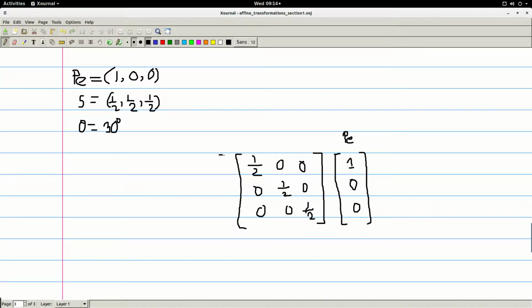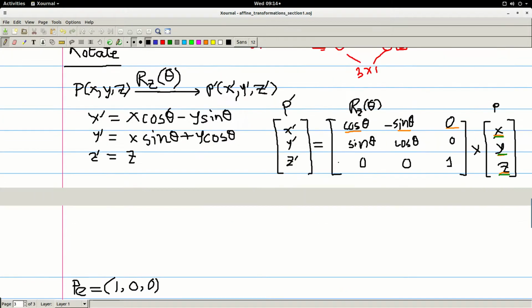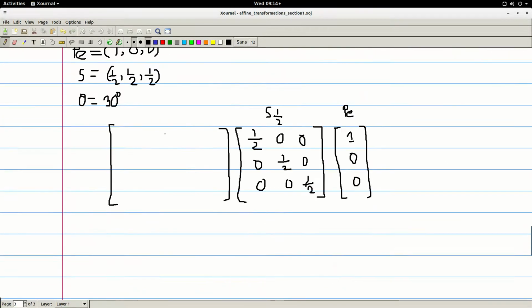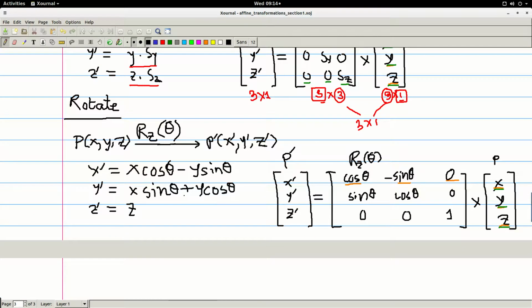Okay? Now, for the second part, let me write down some labels. This is going to be scaled by half. So S half is the matrix over here, and over here we have Rz theta, which is cos theta, minus sin theta, right? So we have cos 30. Let me write it down. We'll do it in 2 steps, no big deal. Cos 30, minus sin 30, and this one is 0, right? And this over here is sin 30 and cos 30.